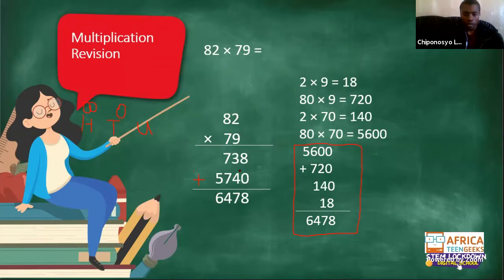Yeah, it's 14. Then I carry 1. 7 times 8 is 56. Plus 1 is 57. Then I have it here as 5,740. When I add them together, I get 6,478, which is my answer here.